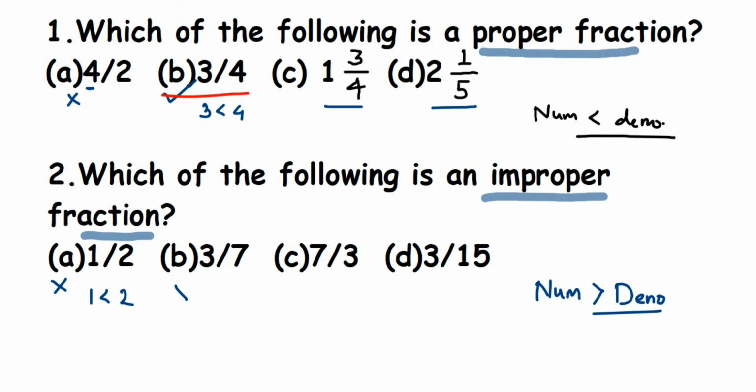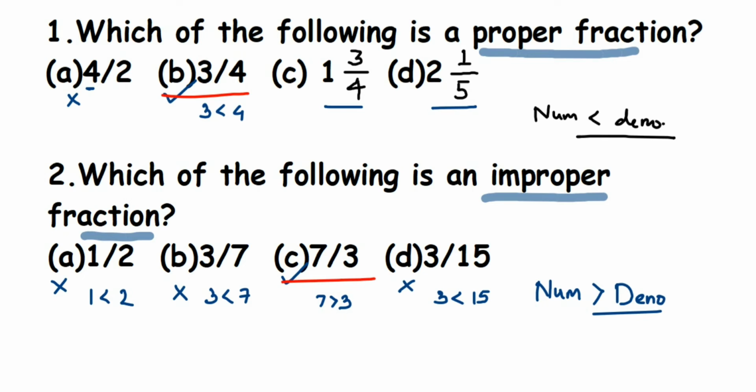Let's say the first example. 1 is less than 2, so it's not improper. 3 is less than 7, it's not improper. C is the correct answer because 7 is greater than 3. Numerator is greater than denominator. And the last one is also not an improper fraction because 3 is less than 15. So I hope it's clear what is proper and improper.